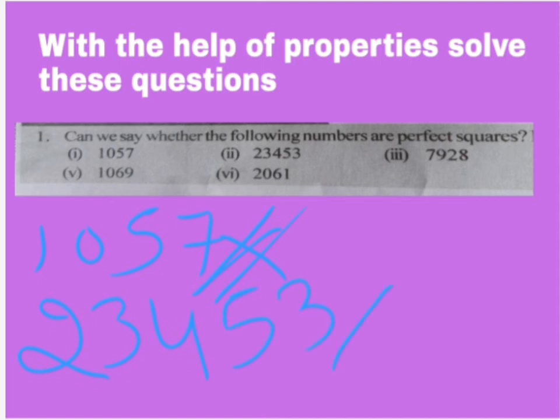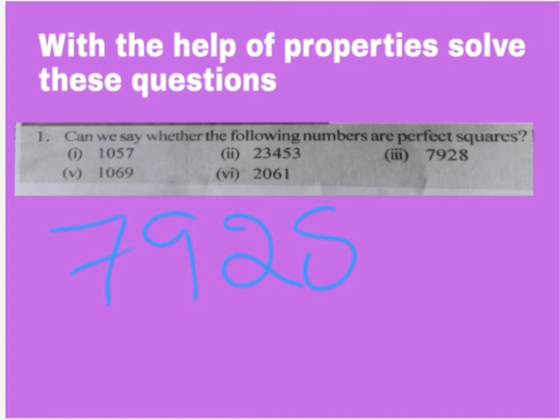23,453. Just check the unit place. Unit place is 3. This is also not a perfect square number. Next, check the next number. Next number is 7,928. Check the unit place. Unit place is 8. 8 is also not there in our list. So this is also not a perfect square number.